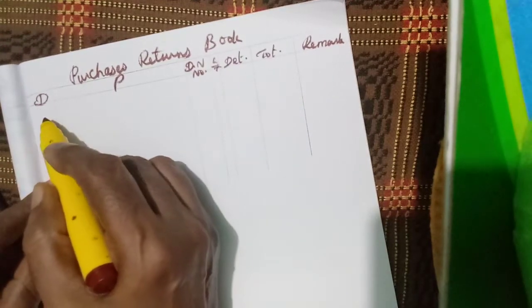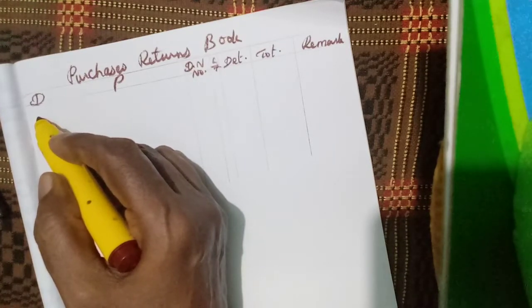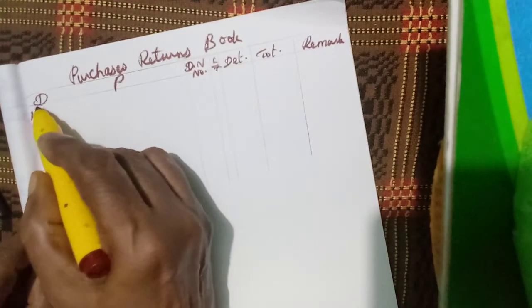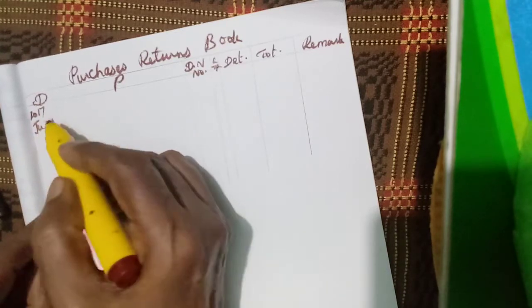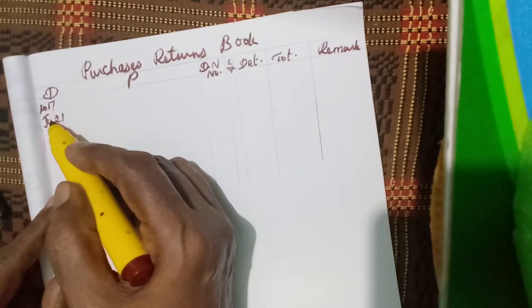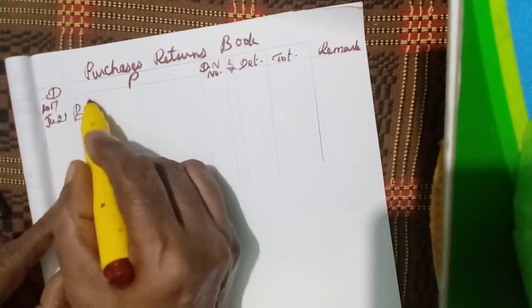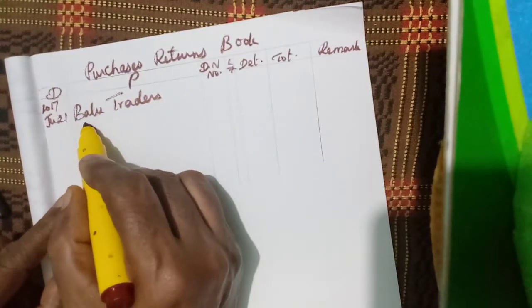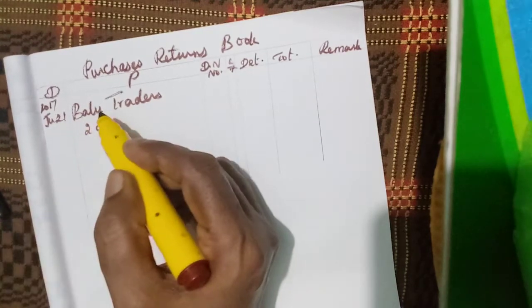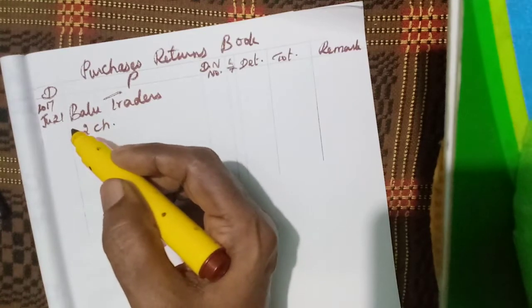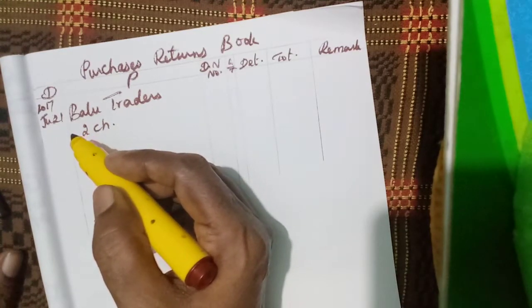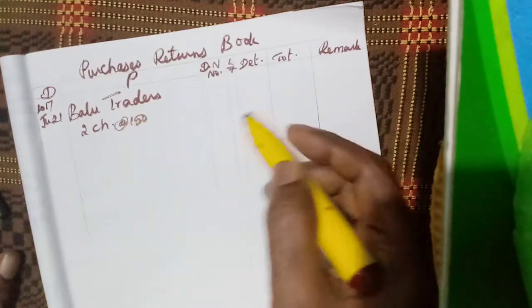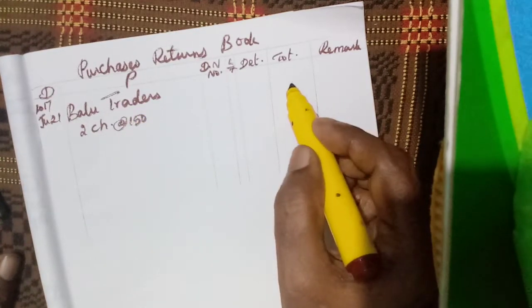We will see. Okay, date, which date? Purchase returns June 21, 2017. Okay, returned damaged chairs to Balu Traders. So the supplier's name, Balu Traders, to chair. We should find out the amount. Value traders, June 1st, we bought from Value Traders chair 150 each. So we have to write at the rate of 150. How much we will get? 300, isn't it?